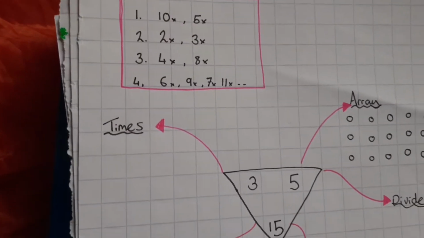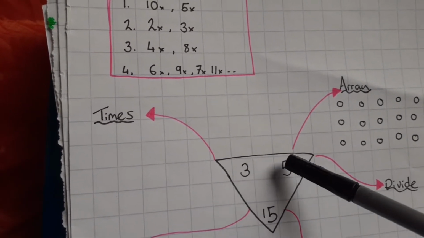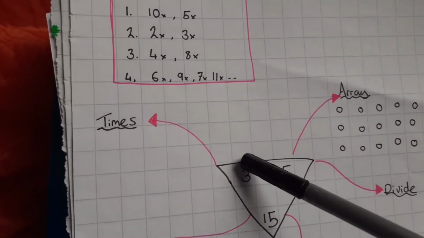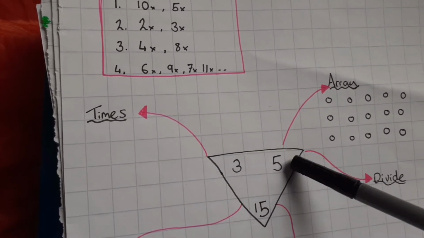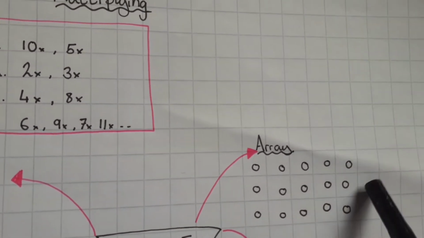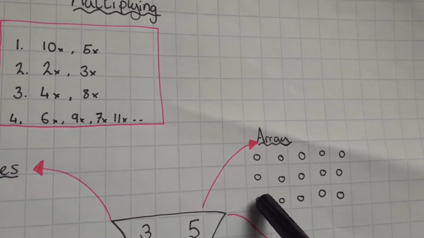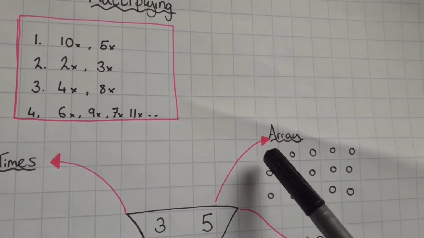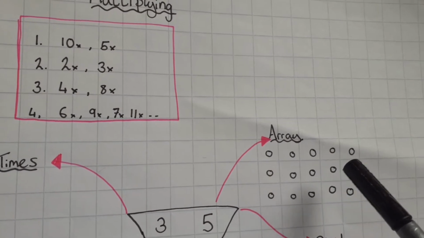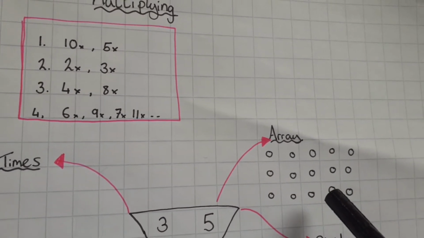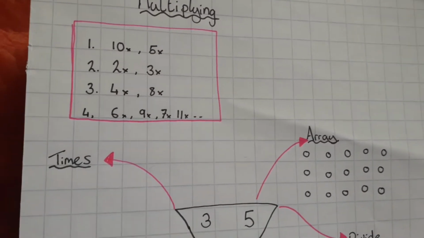So, let's start off with my 3 numbers in the middle here. I've got a 3, a 5, and a 15. These 3 numbers are linked together. I could draw a picture of how they're linked together. I could draw an array. If I count this way, I've got 3. If I count this way, I've got 5. And if I count all together, 1, 2, 3, 4, 5, 6, 7, 8, 9, 10, 11, 12, 13, 14, 15. I've got 15 all together.